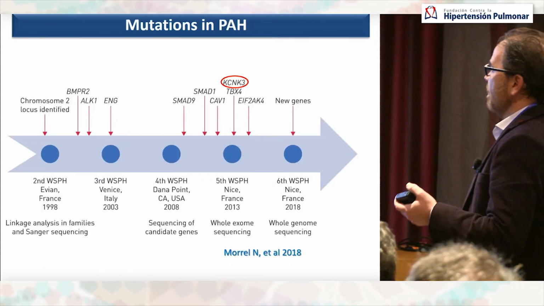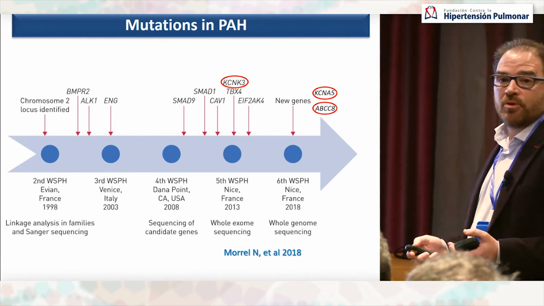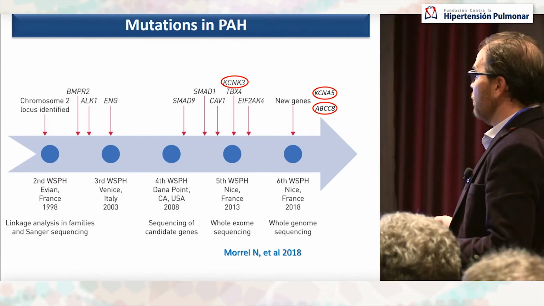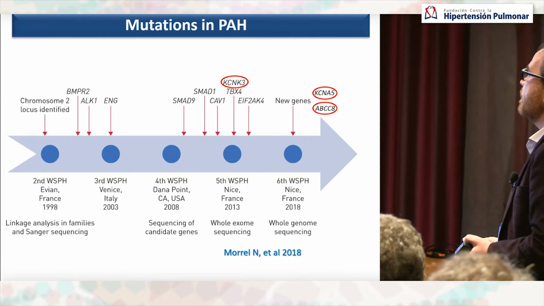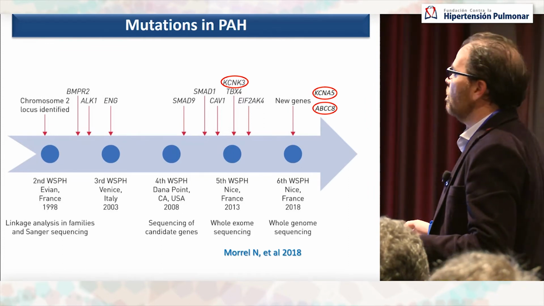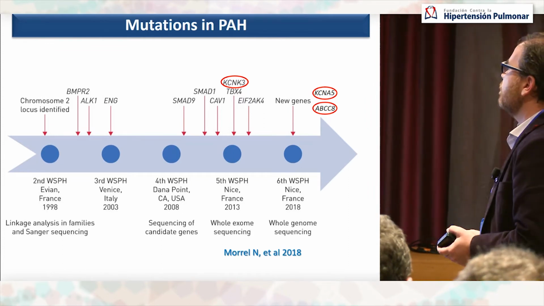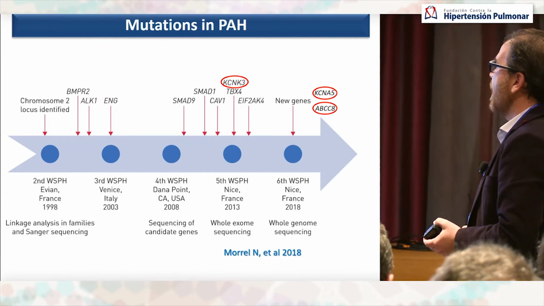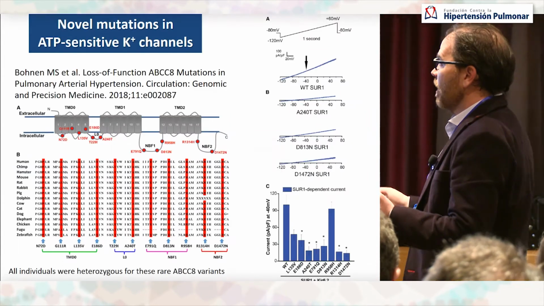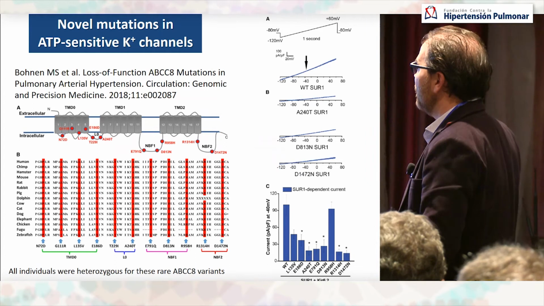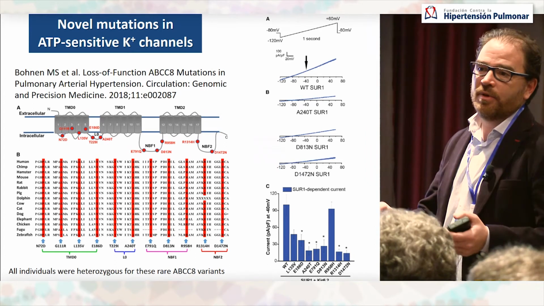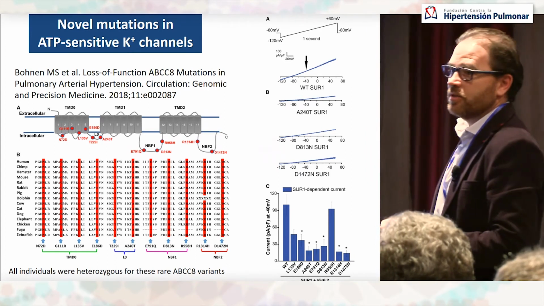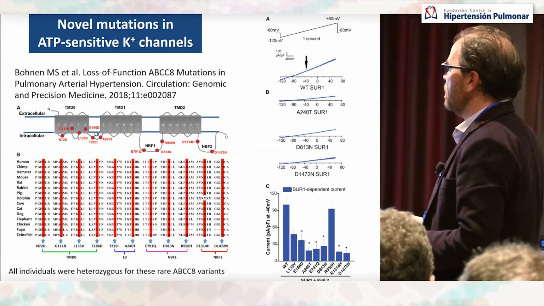Now, in the last year, additional potassium channels have been identified that carry mutations, like KCNA5 and ABCC8. I'm not going to talk to you, because I don't have time, about ABCC8, which encodes for the SUR1 subunit of the KATP channel.